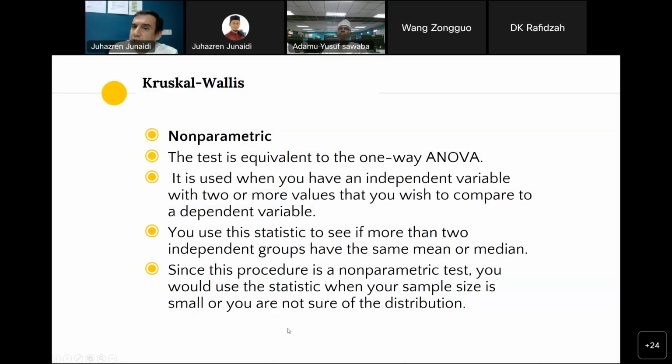Then we have the Kruskal-Wallis. This test is equivalent to the one-way ANOVA. You have 3 or more groups, but they are not homogeneous, they are not normal, or the sample size is not enough to go for parametric. You have to use the non-parametric. You can still compare them, but you need to use the non-parametric Kruskal-Wallis.